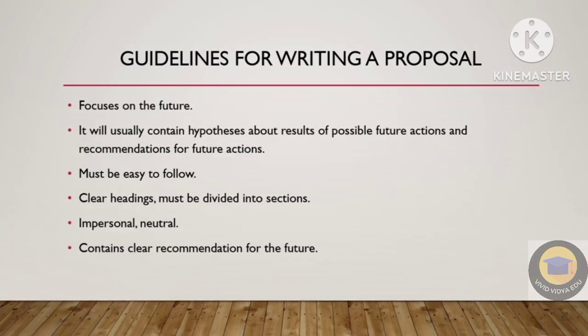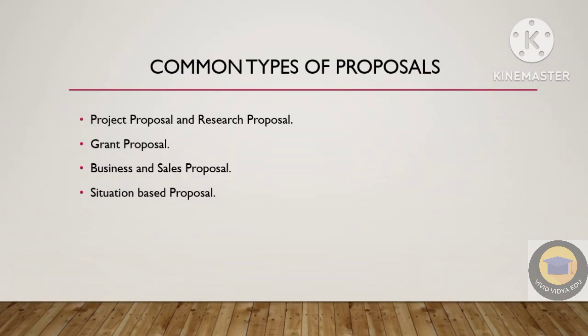The proposal should focus on the future. It will usually contain hypotheses about results of possible future actions and recommendations for future actions. It must be easy to follow. Clear headings must be divided into sections. It should be impersonal and neutral. It should contain clear recommendations for the future. Common types of proposals are project proposal, research proposal, grant proposal, business and sales proposal, and situation based proposal.